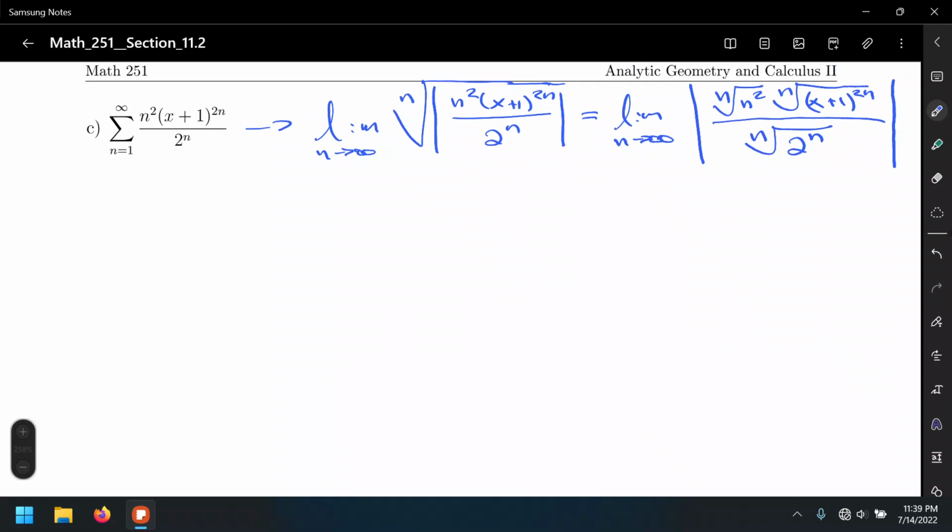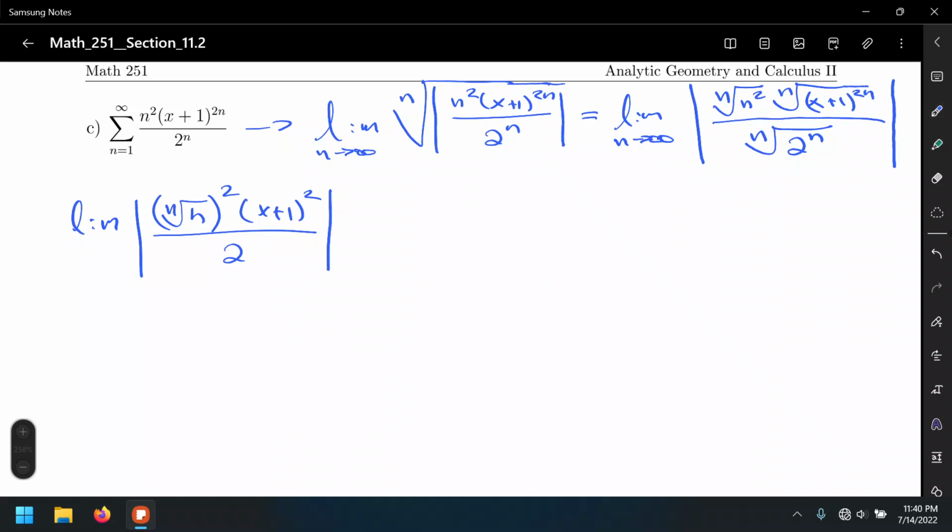So let's simplify this. The nth root of n squared is the same as saying the limit of the nth root of n to the second power. In this case, the power n over here cancels with the index n, leaving us with simply x plus 1 squared, and with the n here they both cancel, leaving only a 2 here.